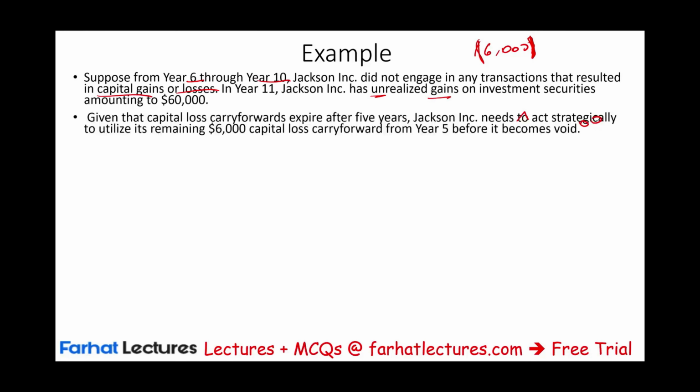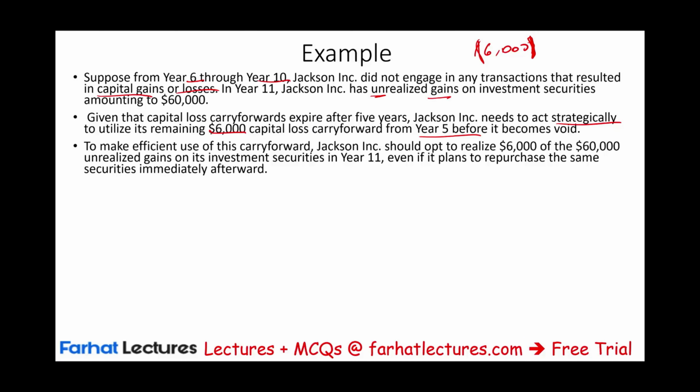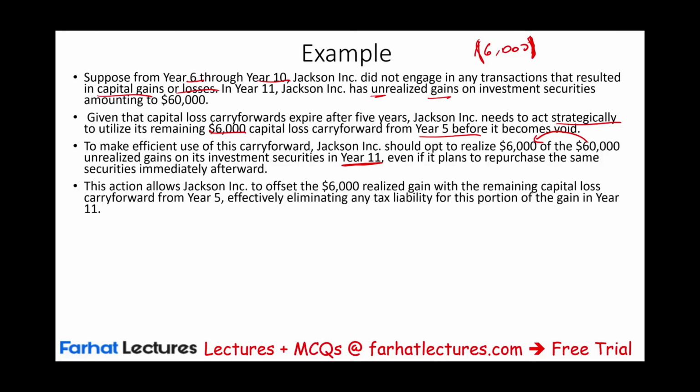And given that the capital loss carry forward expires in 5 years, now we need to act strategically. This is where planning is important. So the $6,000 would expire after 5 years. To make efficient use of this carry forward, what we should do in year 11, the last year, is opt to sell and realize $6,000 of the $60,000 unrealized gain. So we get a capital gain of $6,000, then use the capital loss of $6,000. And that's good. We used them and we saved ourselves $1,260. We realized the gain, but we did not have to pay the taxes. And this allowed Jackson to offset the $6,000 realized gain.